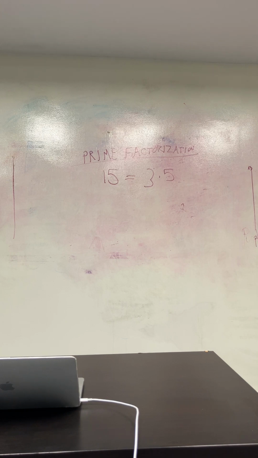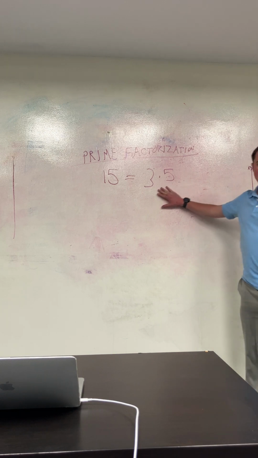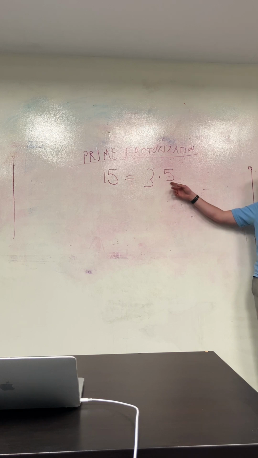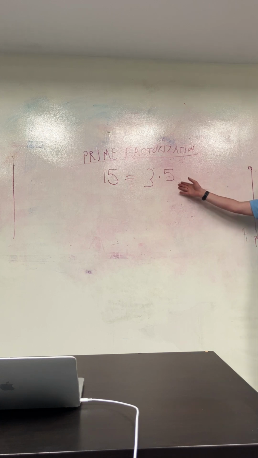So this is fine because 5 and 3 are both prime numbers. But don't you have to keep breaking it down? Yeah, like 2 times 3 times... Well, we can't here because 5 doesn't break down into anything else. The only thing we can divide 5 by is 5 or 1, and that's still 5. Does that make sense?